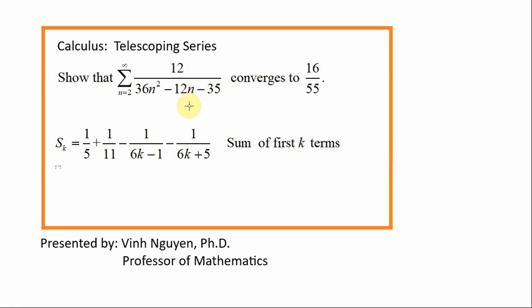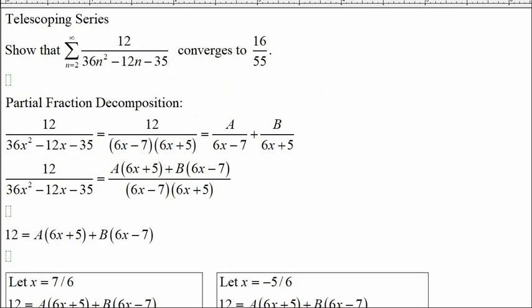In this video, I want to show that this infinite series with the expression 12 divided by 36n squared minus 12n minus 35 converges to 16 over 55. And so here's the infinite series.